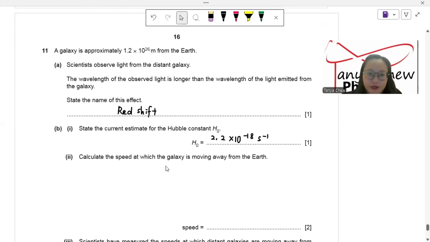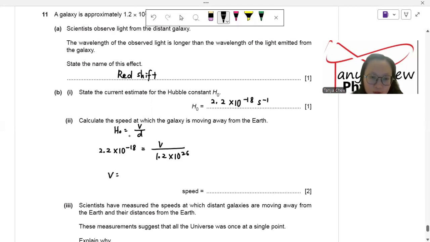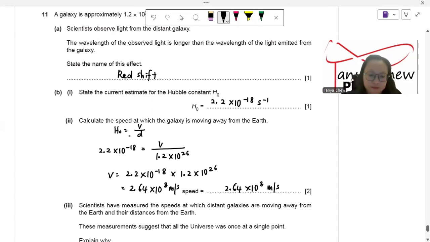Now, the second part, calculate the speed at which the galaxy is moving away from the Earth. I use the Hubble constant. It is used to predict how far the galaxy is moving away, speed over distance. So 2.2 times 10 to the power negative 18 is equal to speed over 1.2 times 10 to the power 26. So cross multiply, the speed is 2.2 times 10 to the power negative 18 times 1.2 times 10 to the power 26. So the answer is 2.64 times 10 to the power 8 meters per second.